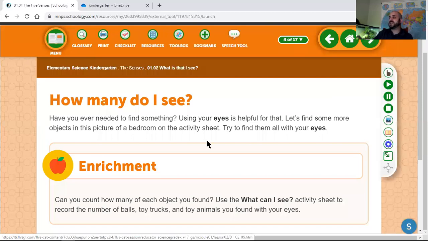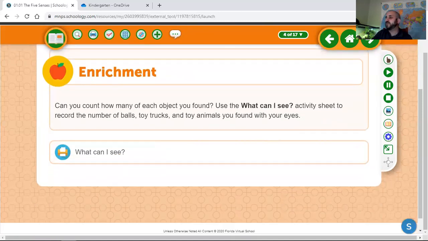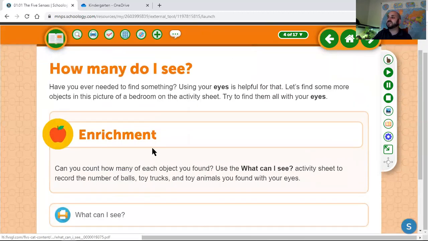How many do I see? Have you ever needed to find something? Using your eyes is helpful for that. Let's find some more objects in this picture of a bedroom on the activity sheet. Try to find them all with your eyes. Can you count how many of each object you found? Use the What Can I See activity sheet to record the number of balls, toy trucks, and toy animals you found with your eyes. So this is an enrichment project. This is something that you can do with your teacher if you guys have some extra time.